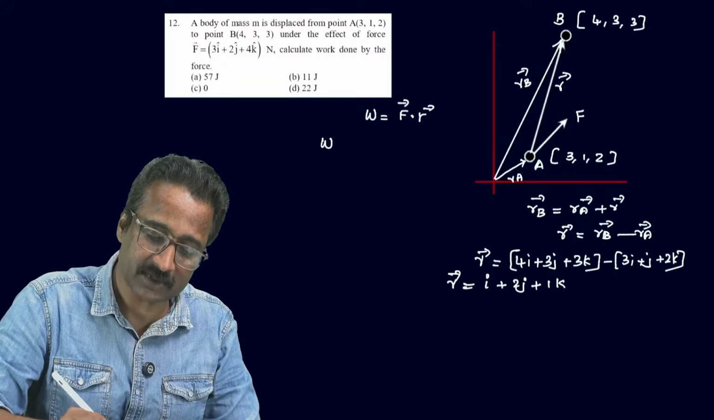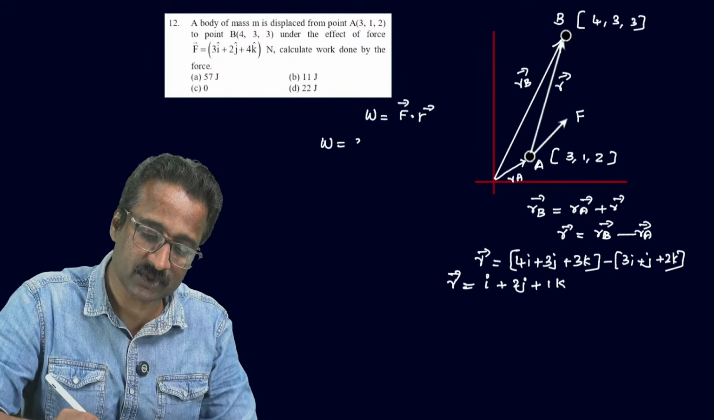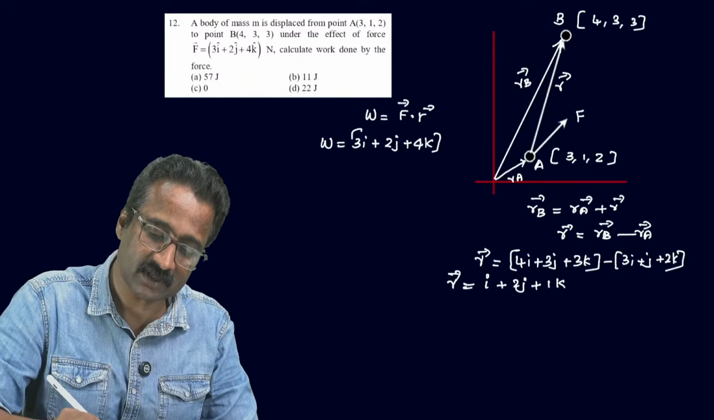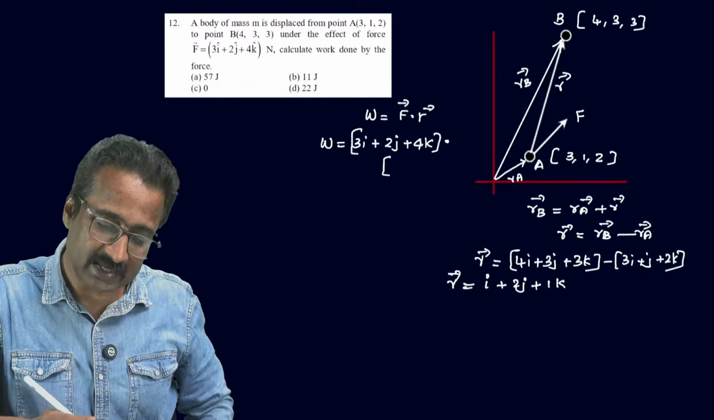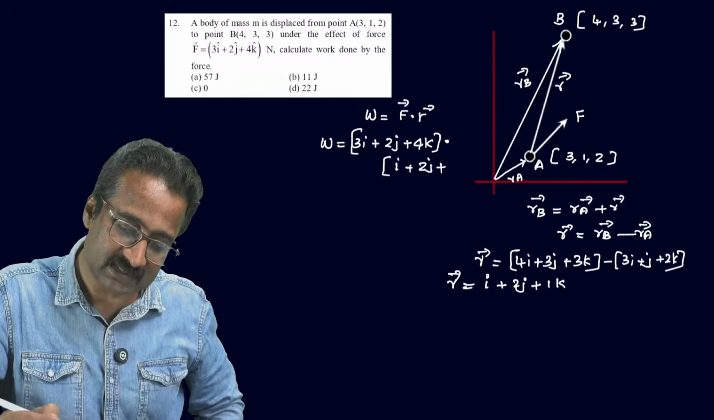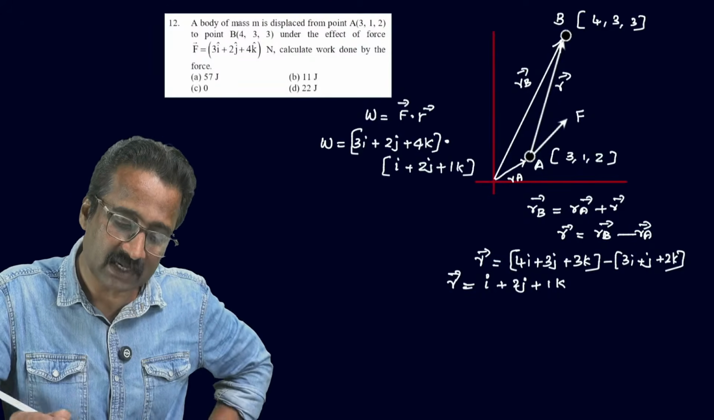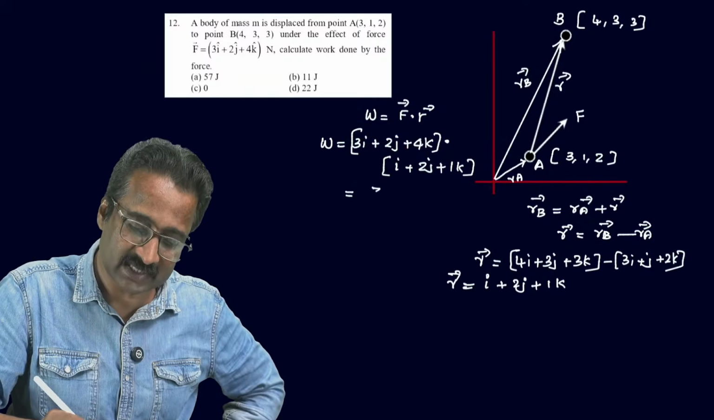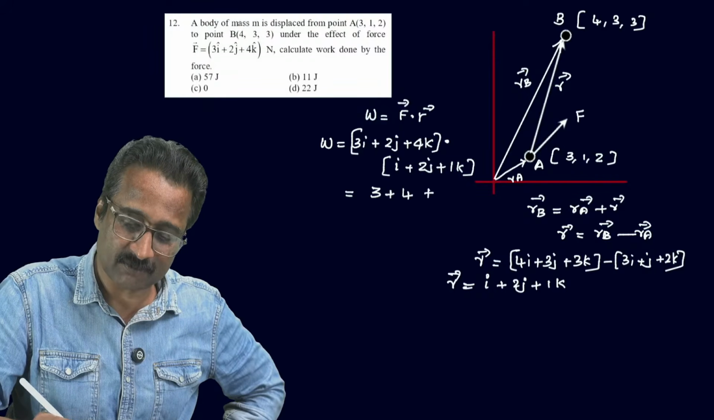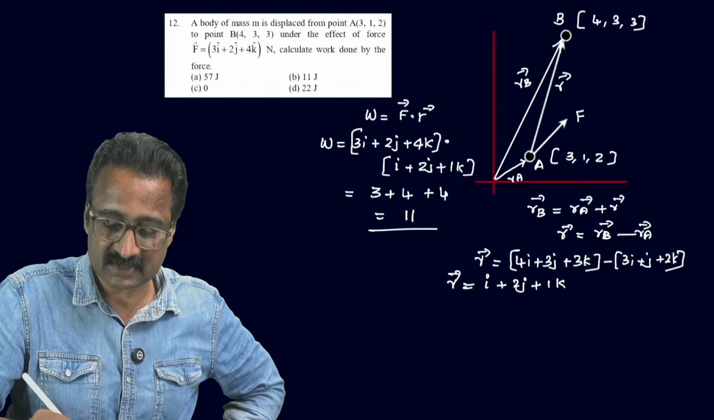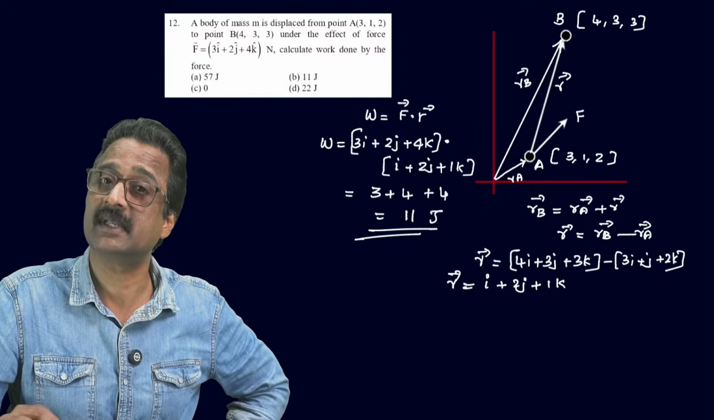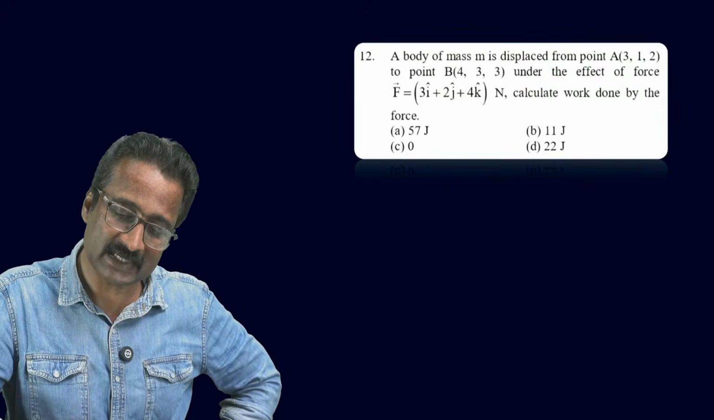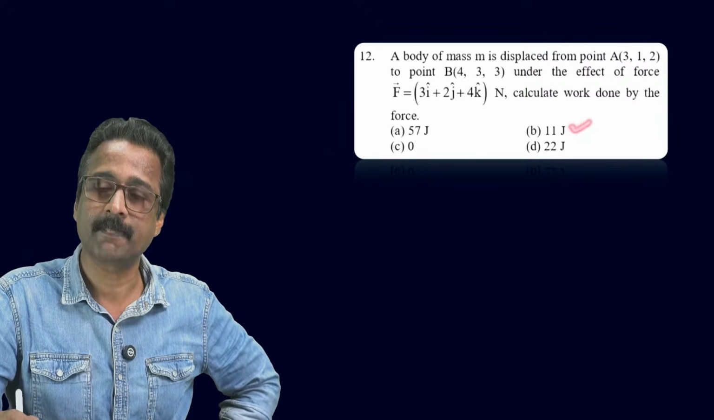Now let me come to the calculation of work. It is F dot R. F is given as 3I plus 2J plus 4K, dot R, which is I plus 2J plus 1K. Finding the dot product is so easy. It is just 3 into 1, which is 3, plus 2 into 2, which is 4, so 4 plus 4 is 8, plus 3. The answer is 11, and it is work. So 11 joule is the work done in shifting the body from A to B. Is it not? Yes, correct. The option is B.